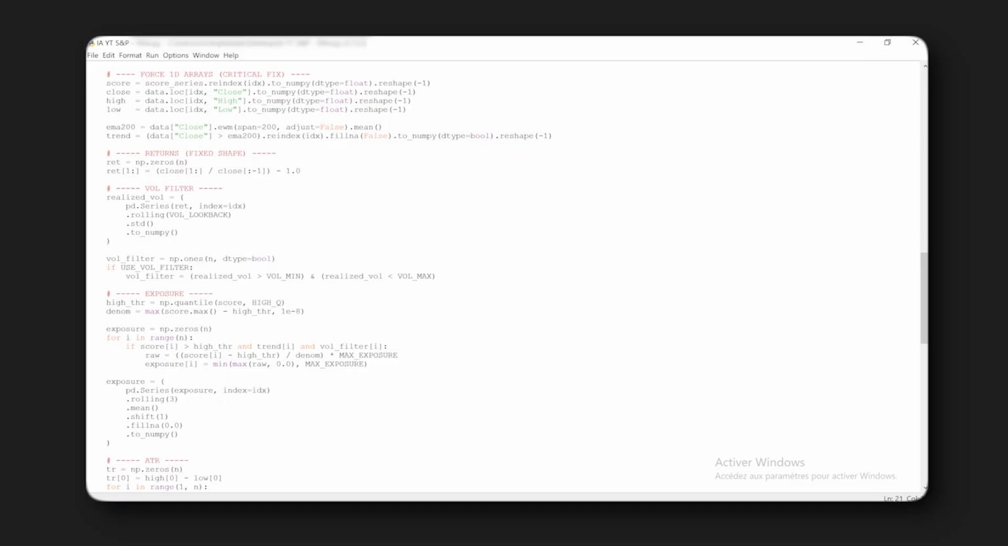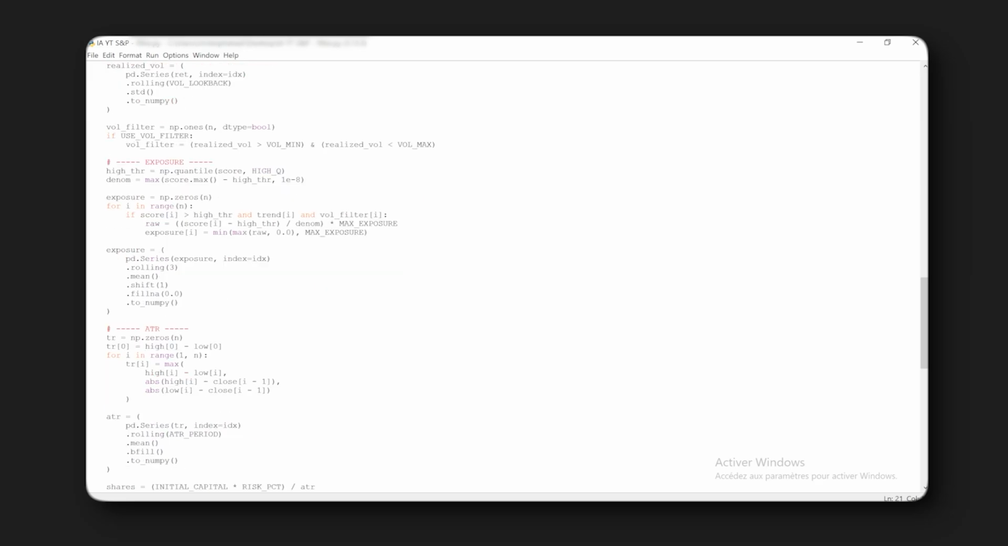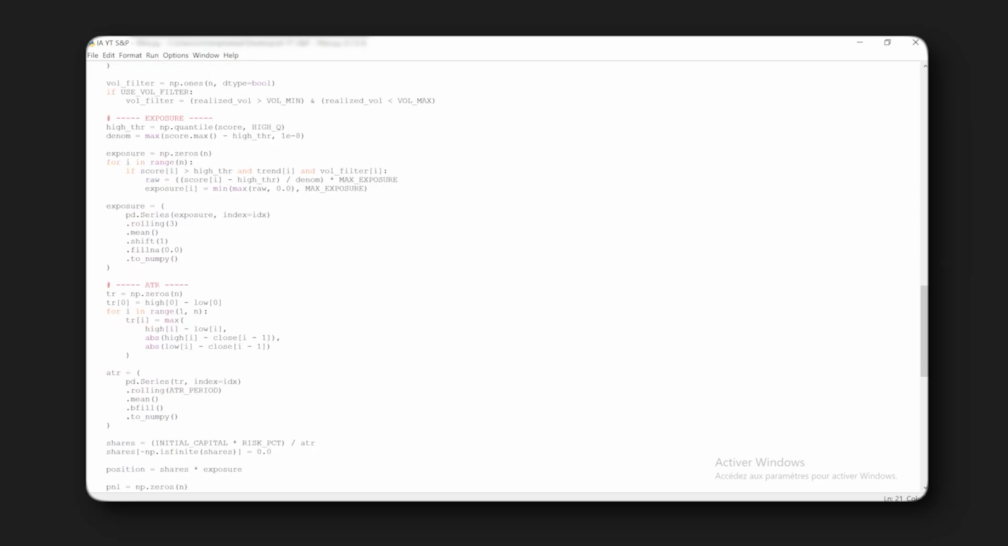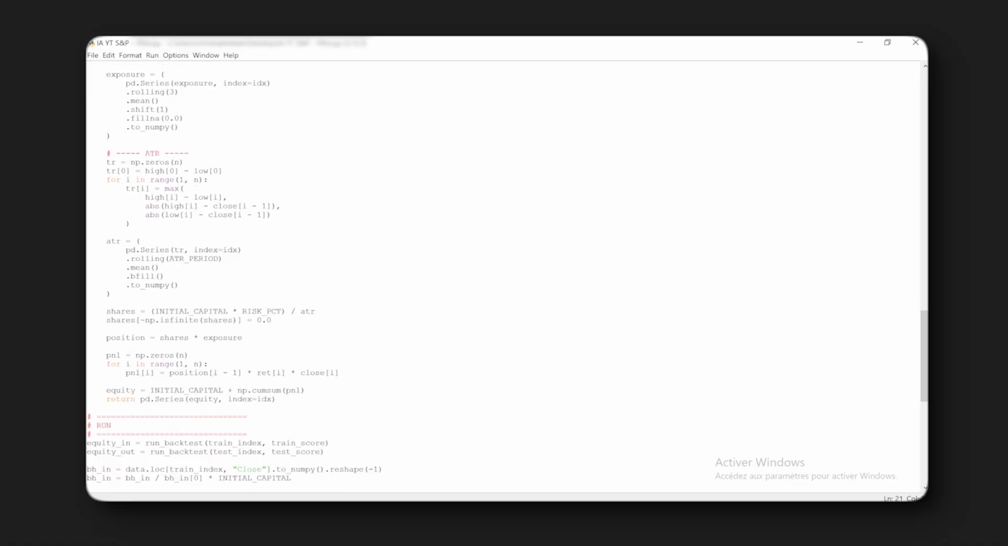Risk filters and position sizing. Before any position is taken, several risk filters are applied. First, a long-term trend filter. The strategy only trades when the market is in a confirmed uptrend. Second, a volatility filter. The system avoids markets that are either too calm or excessively unstable. Finally, position sizing is adjusted using ATR. This ensures that the strategy risks a fixed percentage of capital, regardless of how volatile the market is. Risk is controlled before returns are even considered.